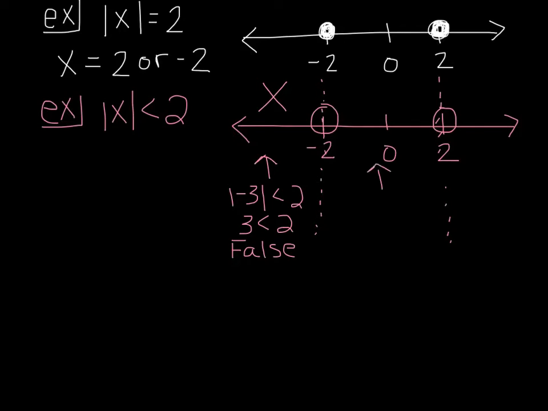An easy point to always test in between 2 critical points is 0. The absolute value of 0 is less than 2. Well, the absolute value of 0 is still 0, and 0 is less than 2. So this is true, which means we better shade this section of our number line.